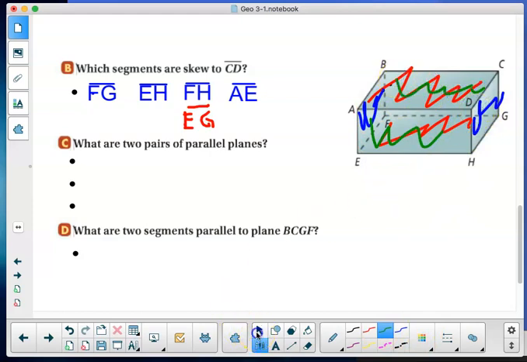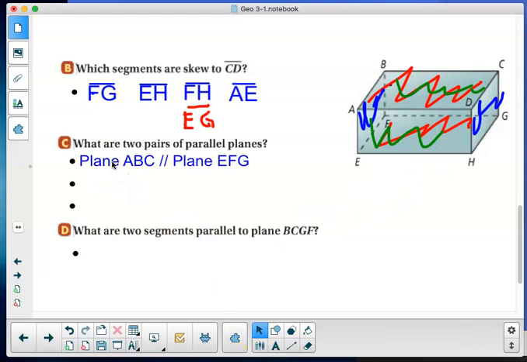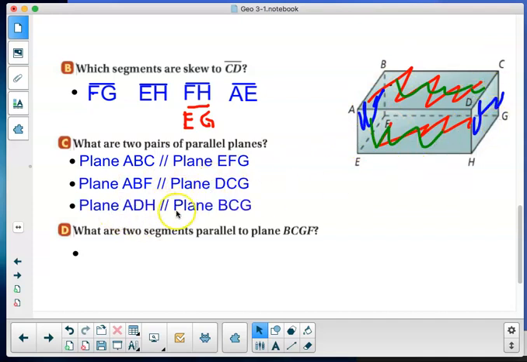I named my planes with three letters: plane ABC, that's the top, and plane EFG, that's the bottom. Plane ABF, that's the left side, to plane DCG, that's the right side. Plane ADH, the front side, and plane BCG, that's the back side. So those are my sets of parallel planes.